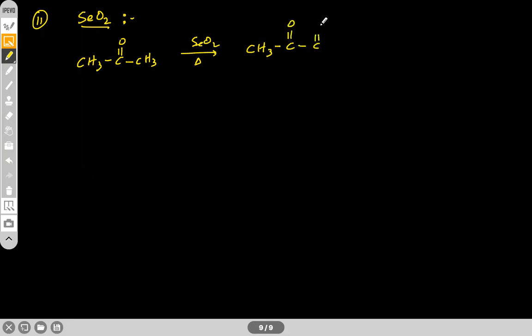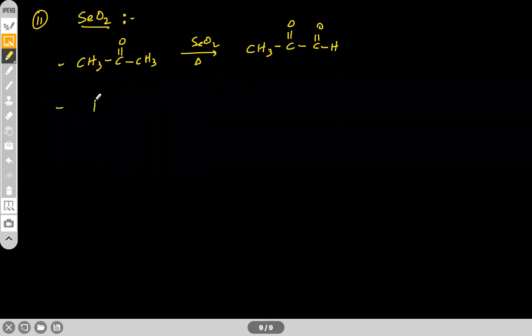The next one is selenium dioxide reagent. In this one, how do we write down the product? Suppose we have CH3 C double bond O CH3. With SeO2, if you heat this, then the product would be CH3 C double bond O, C double bond O H. That is it.